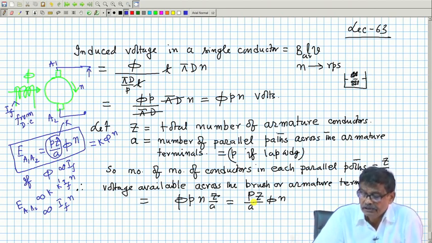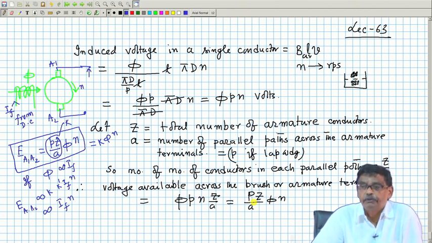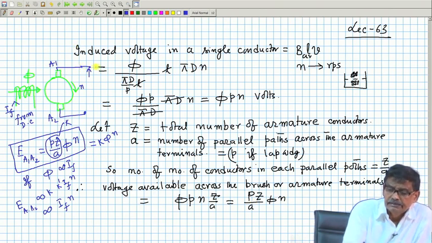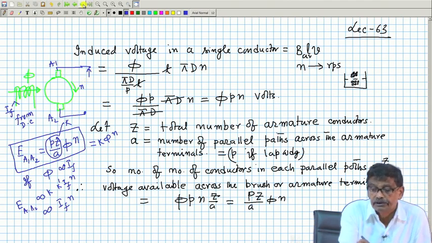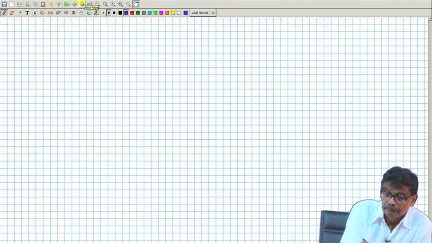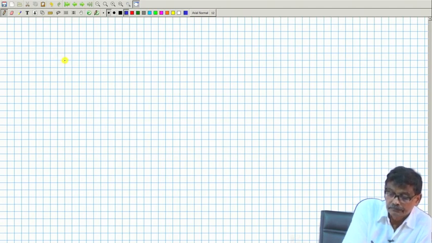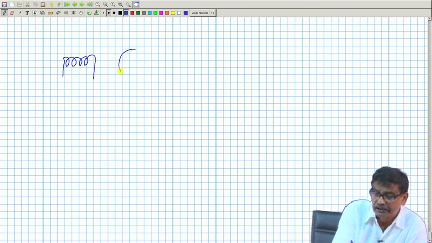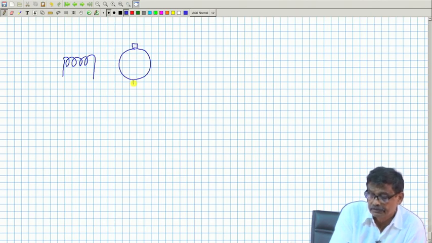Another important formula is there, that is called the expression for torque, electromagnetic torque. If there is no load connected, just try to see what I am trying to tell. This is suppose the field winding. We will now refer to this simplified diagram, okay? And this is your armature terminals.